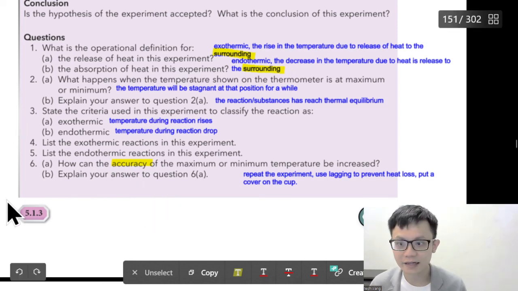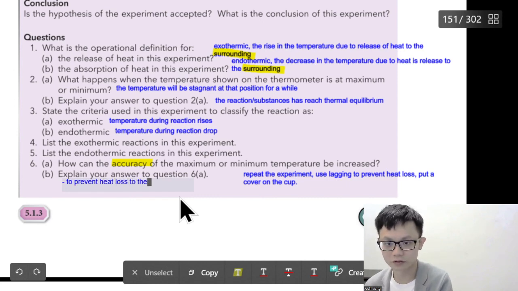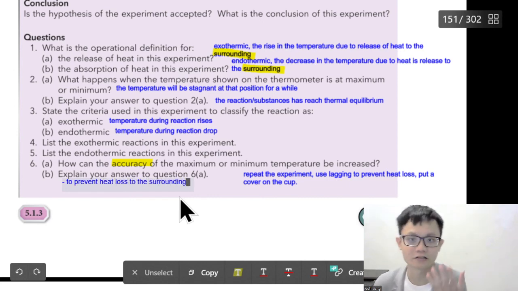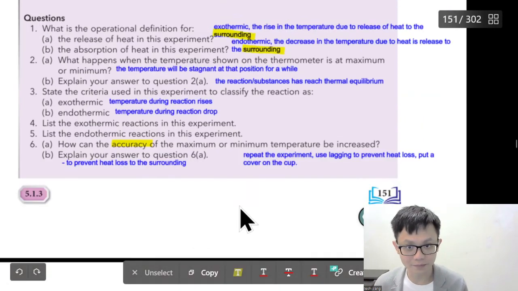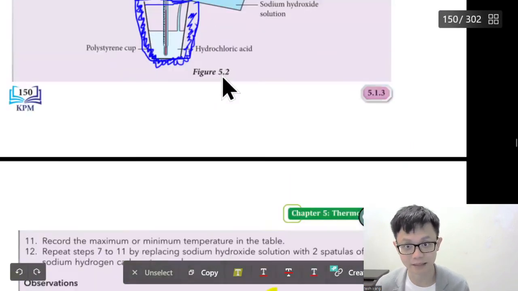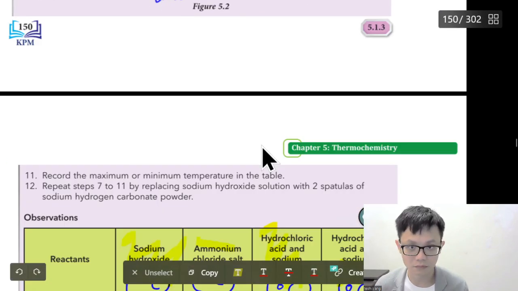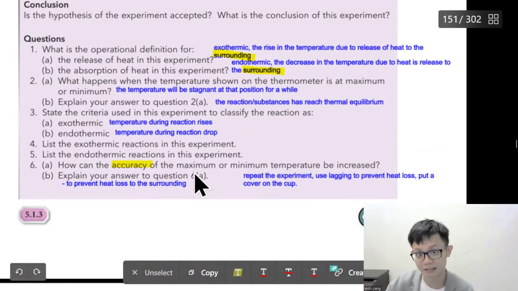Explain your answer in 6A. Okay, so maybe the answer we can say is to prevent heat loss to the surrounding. Correct or not? You prevent the heat loss, then you get a more accurate reading. So, I hope this doesn't take too long to explain this experiment, but most questions actually ask from this. Actually, this one is more difficult than the question that might be asked in PT3, which is good.